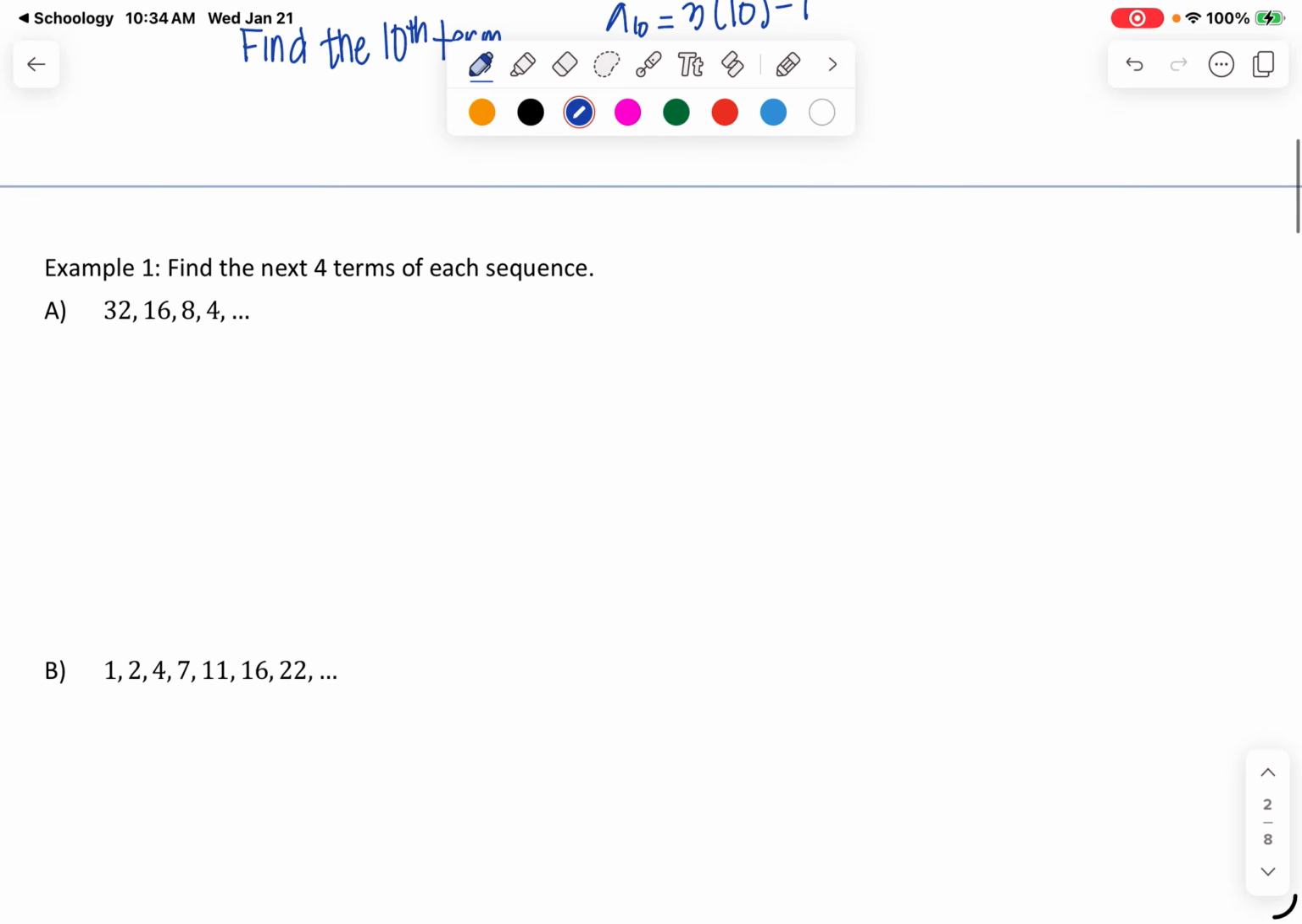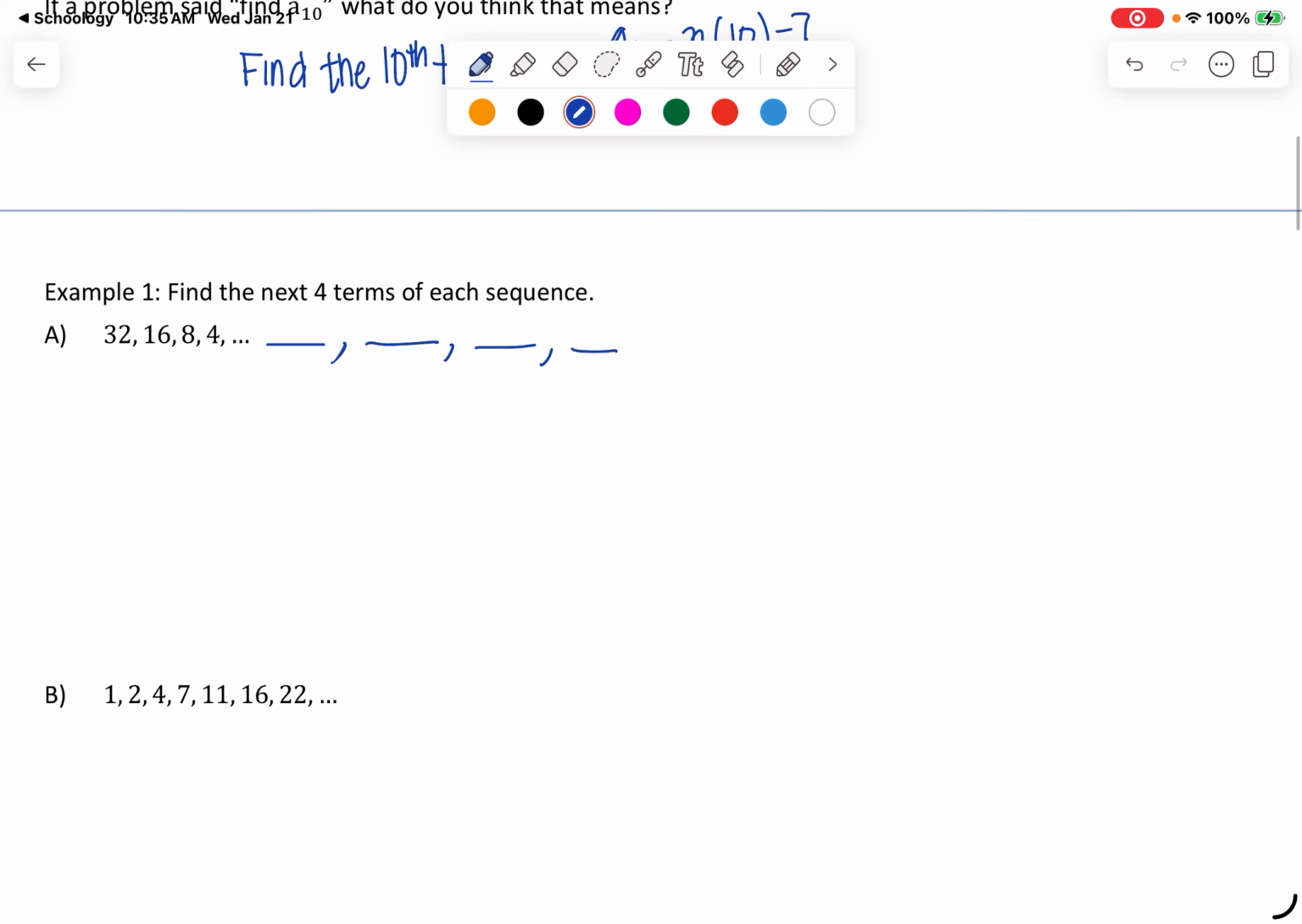Okay, so just like the tile patterns that we did in our last lesson, this is recognizing patterns and then finding the next 4 terms of each sequence. So I'm looking for the next 4 terms. So 1, 2, 3, 4. All right, so I need to find out what the pattern is. 16 is half of 32, 8 is half of 16, 4 is half of 8. So the pattern is to multiply by a half. So I'm going to continue to multiply by a half. Half of 4 is 2, half of 2 is 1, half of 1 is a half, and half of a half is 1/4.